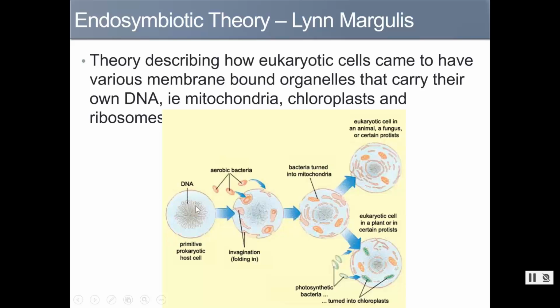Now back when prokaryotes ruled the world, our oxygen concentration was very different. The gas components in the atmosphere were very different, and there were a lot of prokaryotic cells, and many of them were anaerobic. The predominant ones were anaerobic because there wasn't much oxygen at the time. So this is what was living, a primitive prokaryotic host cell, anaerobic in nature.